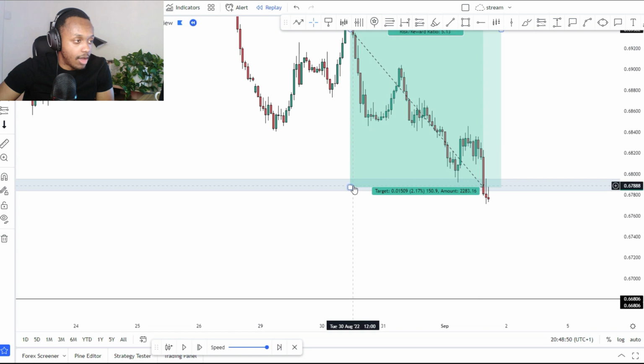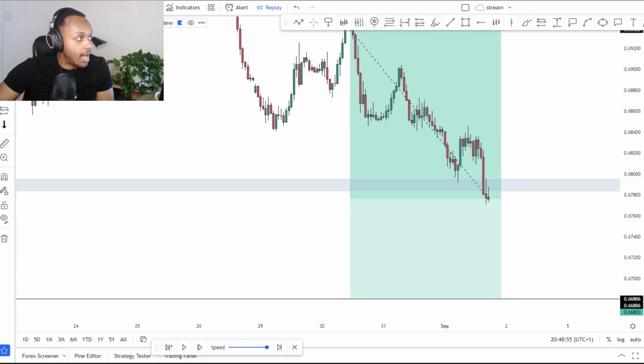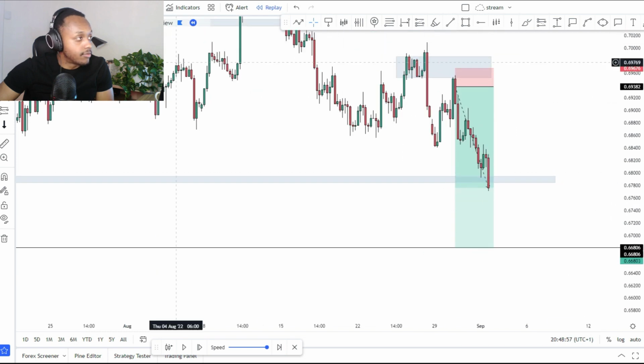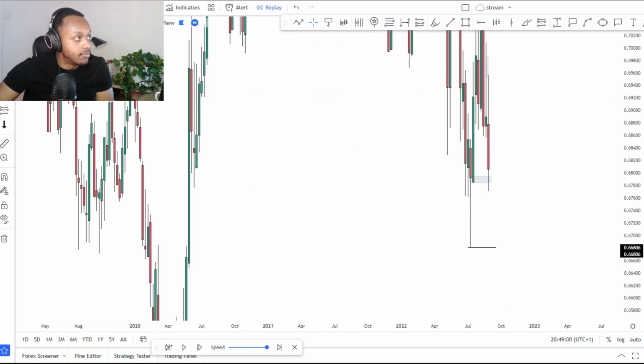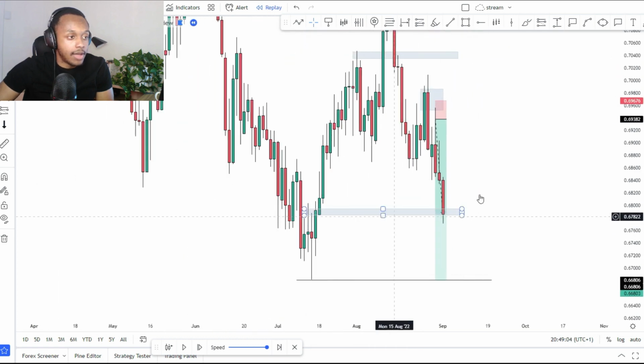I leave 20% to run to hit this target, which is around 250 odd pips to the downside, which is our weekly low and monthly low target. So that's me utilizing the higher time frame. So I've taken most of my profit.